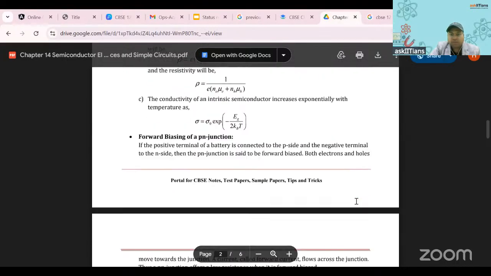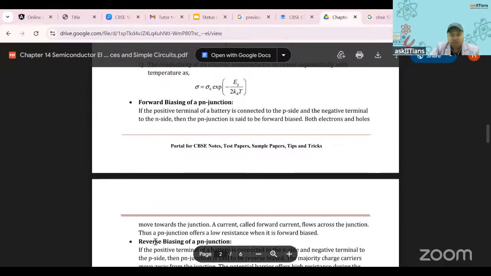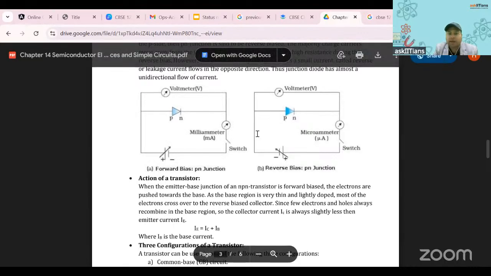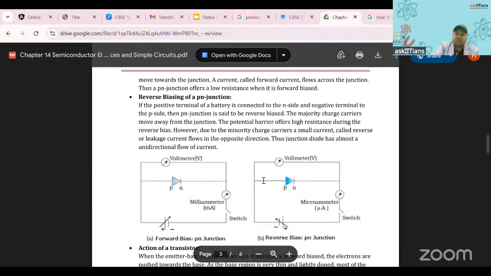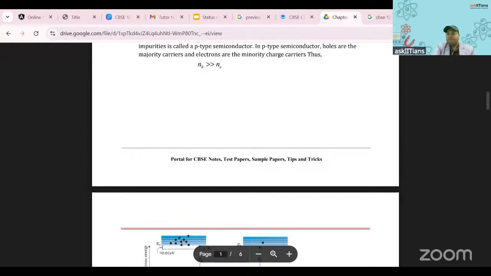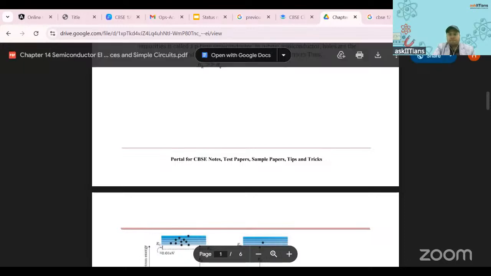Then, what is forward biasing and what is reverse biasing? You should know that in the PN junction, and you should be able to draw the diagram. That's all. Transistor is not there, nothing else is there. So you must keep these points in your mind. I hope I have been able to cover the maximum I can in the limited time.